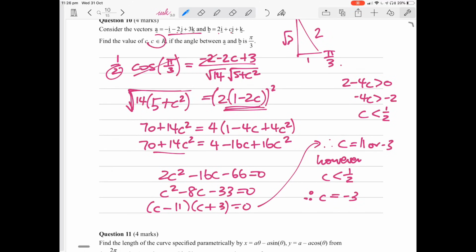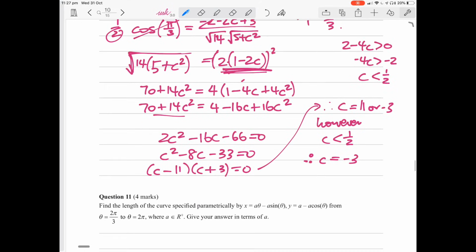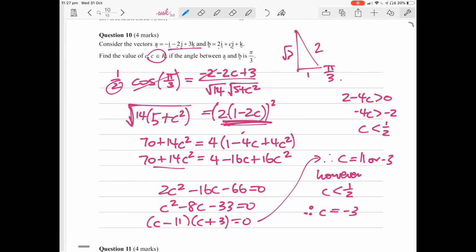I know up here it says C is an element of all reals, but from here you can't have C being an imaginary number, which is what it would be if the square root of something is negative. That squared shouldn't be there until we square the other side.